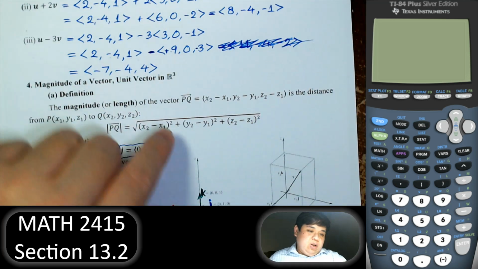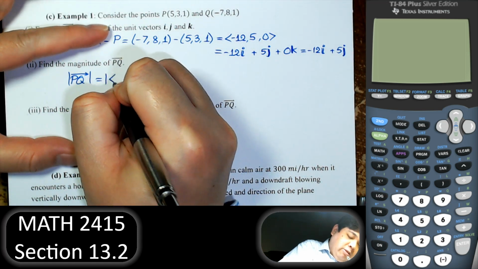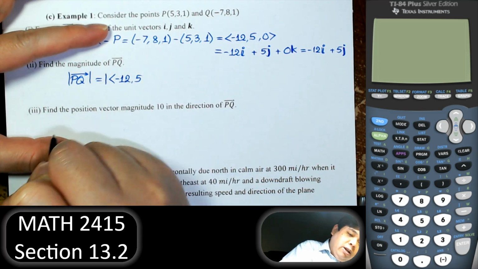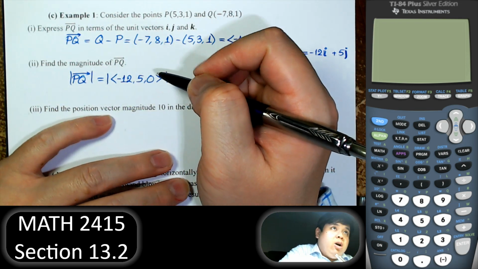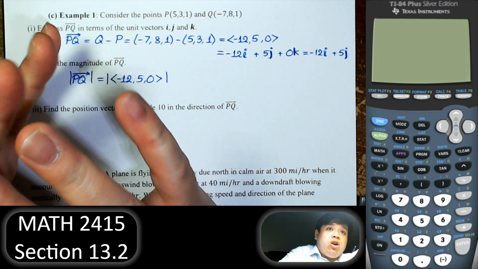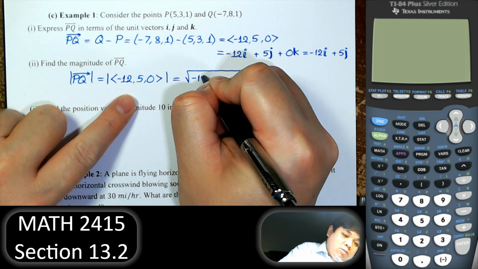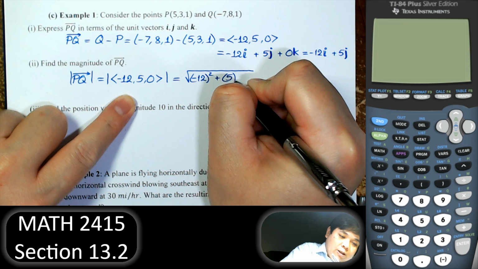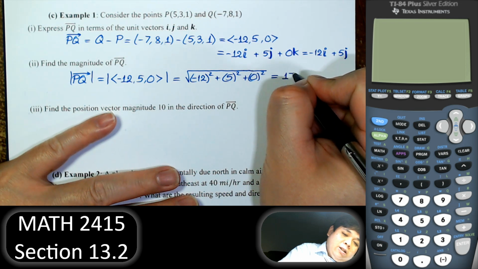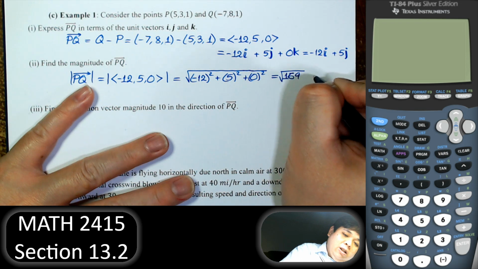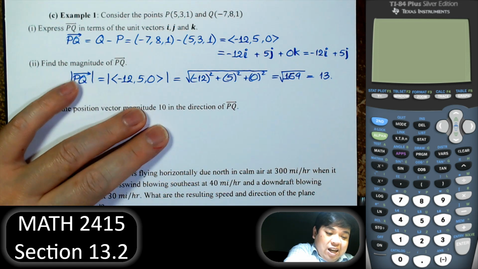Now, according to the vector, we just take the square root of the components. So I just say we have the magnitude of the vector negative 12, 5, and 0. By the way, from the previous section, I did mention that sometimes we see the double bar, sometimes we just see a single bar. It's still fine, as long as we understand that we're talking about the magnitude, the distance or the length. So we just have the square root of the squares of the components. This is the Pythagorean theorem. That gives us the square root of 169, which is 13. So the magnitude is 13. Next, I'll find the position vector with magnitude 10 in the direction of PQ.